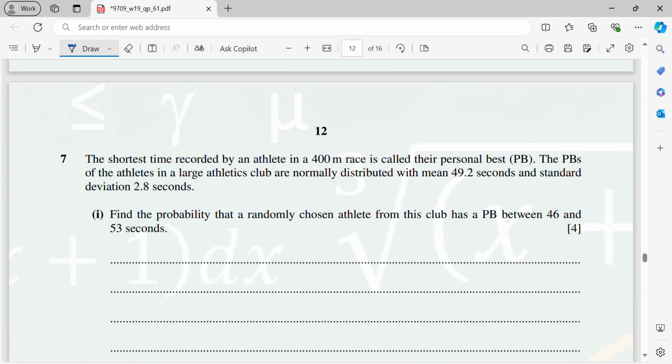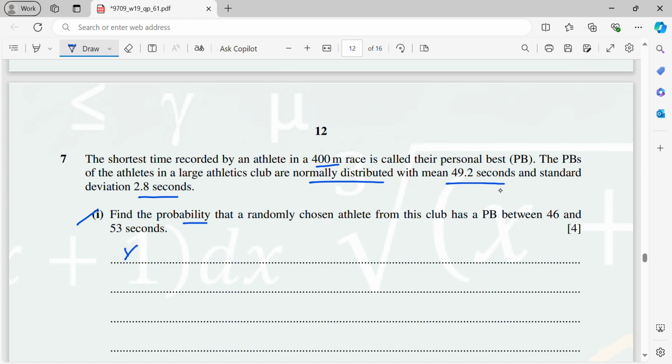Question 7. The shortest time recorded by an athlete in a 400 meters race is called their personal best, PB. The PBs of the athletes in a large athletics club are normally distributed with mean 49.2 seconds and standard deviation 2.8 seconds. First part, find the probability that a randomly chosen athlete from this club has a PB between 46 and 53.